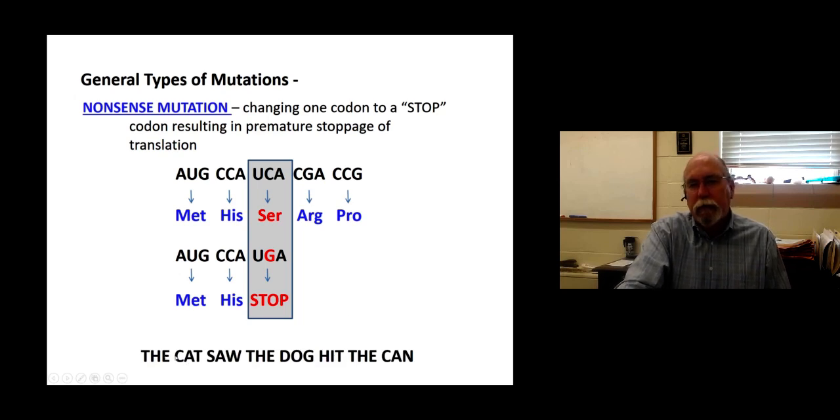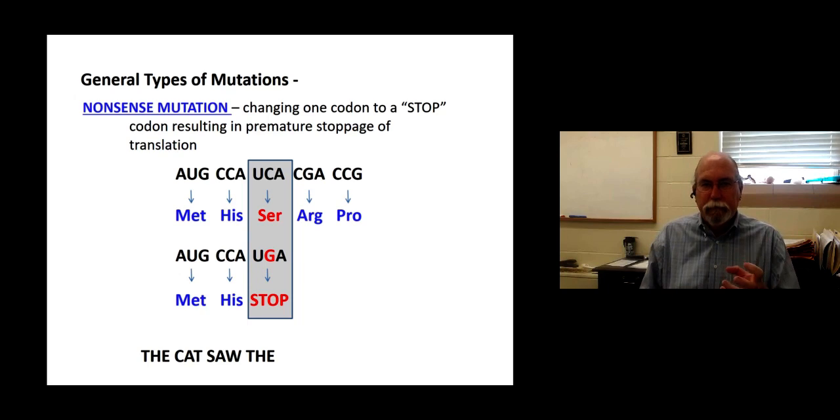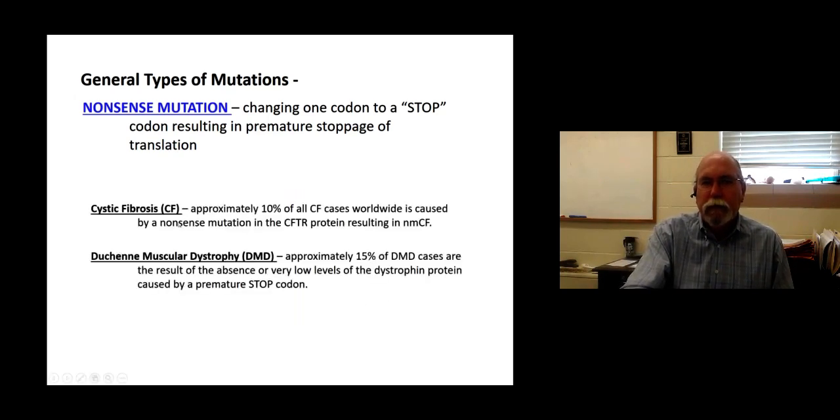So instead of the cat saw the dog, we just say the cat saw the. Well, that's not a complete sentence. It doesn't even make sense. And very often that's exactly what happens to the protein. If you don't have a full-length protein, then you don't have the ability for that protein to fold correctly, and therefore its function will change. Just a couple of models of where that might be.